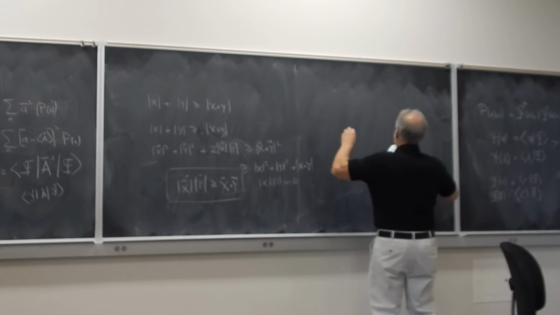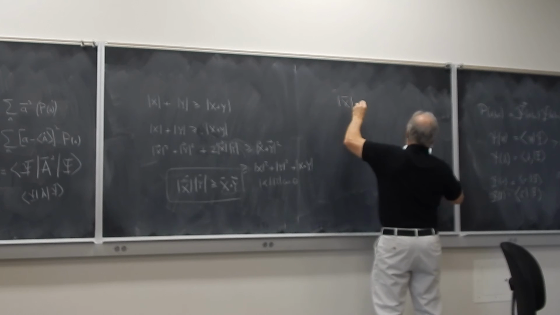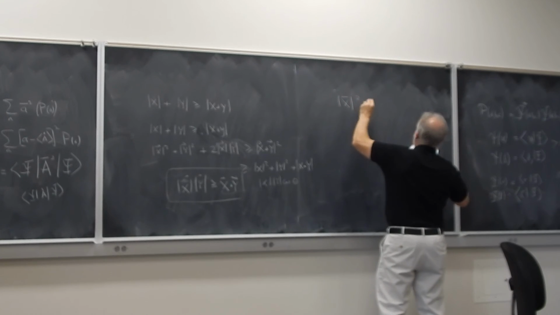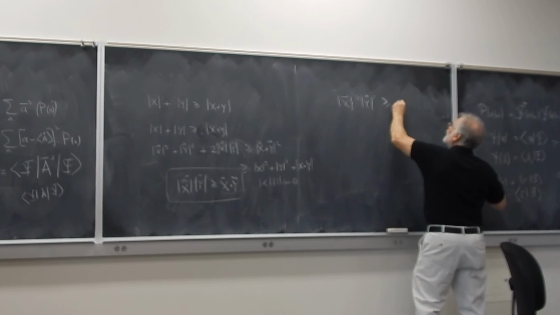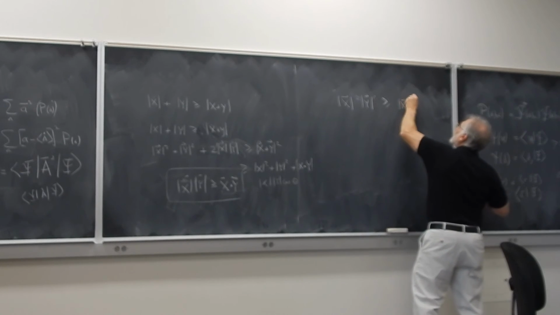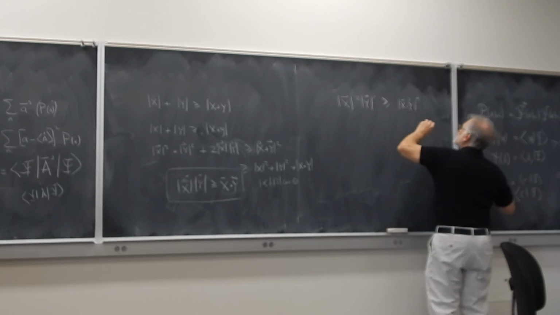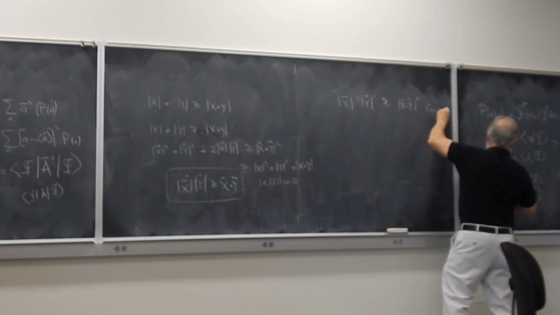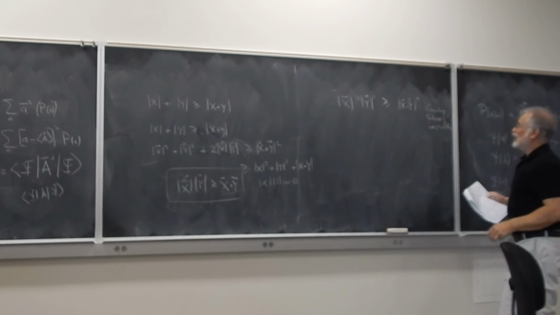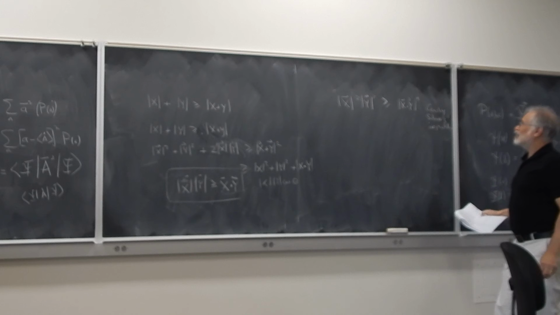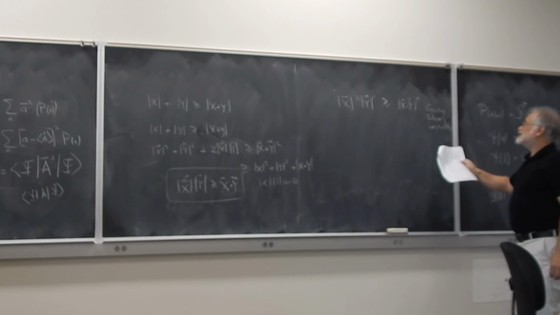I want to use this form. X squared y squared greater than or equal to x dot y squared. So this is what we call the Cauchy-Schwarz inequality. So what I've done is square both sides of the previous expression, and we see that we got x squared y squared is greater than or equal to x dot y squared.